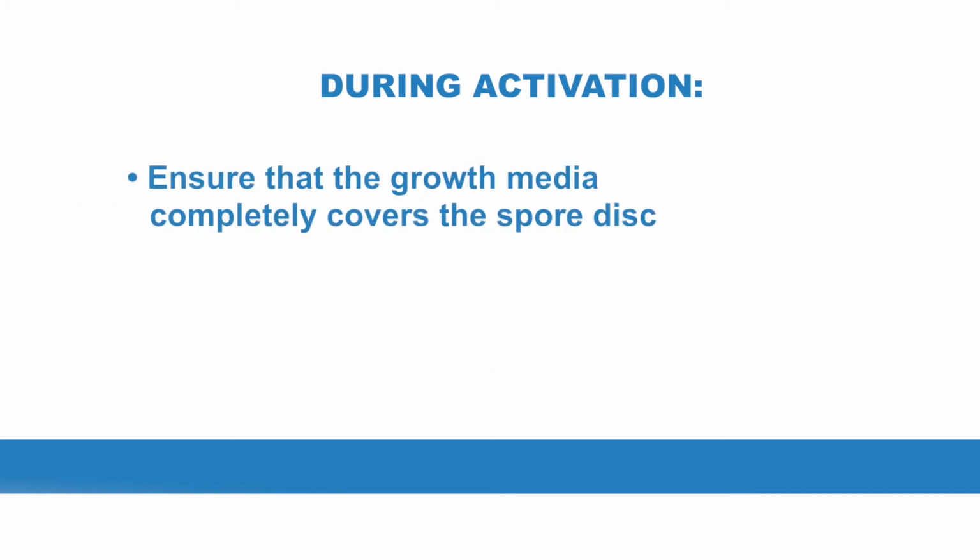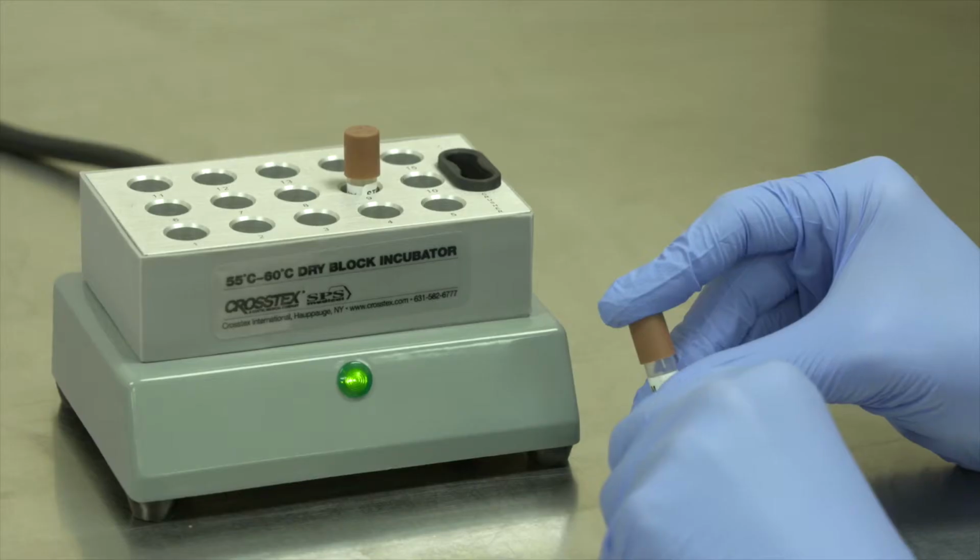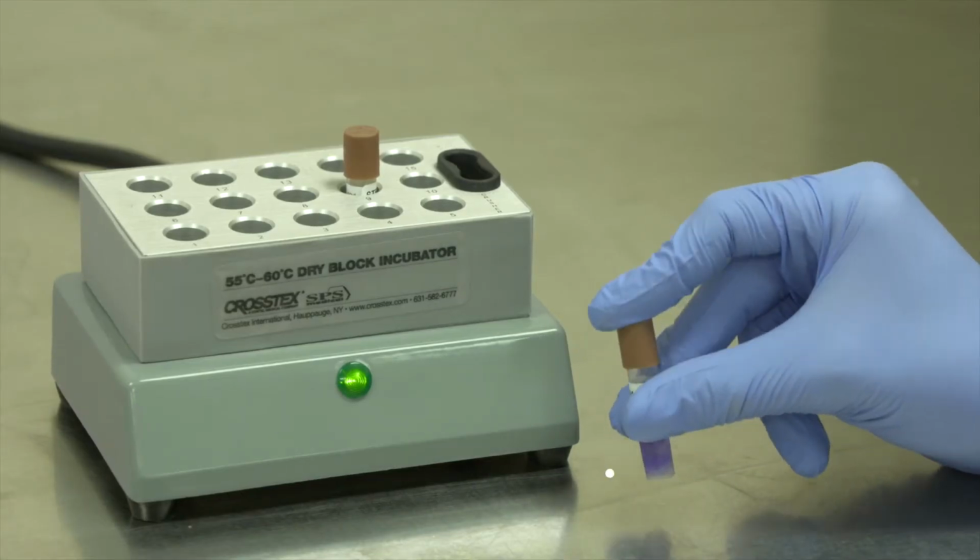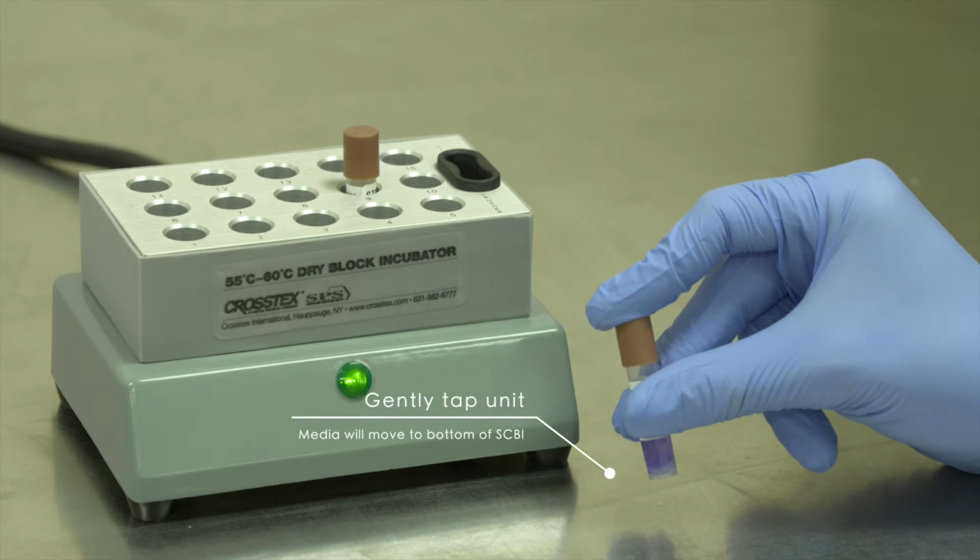Second, visually ensure that the inoculated carrier or spore disc is fully covered by the liquid growth media. If it's not fully covered, gently tap the unit on the benchtop while keeping the vial upright. This motion will move the media to the bottom of the SCBI.